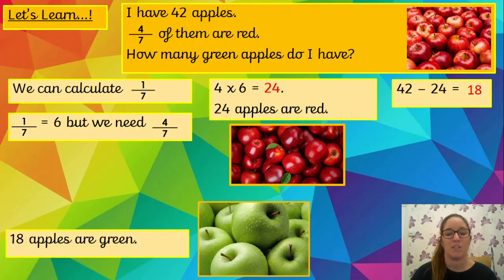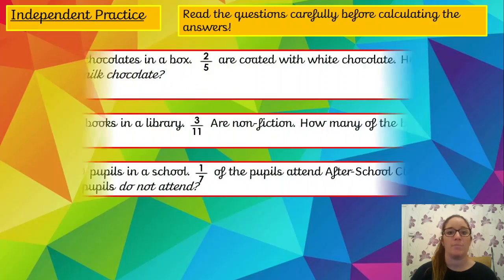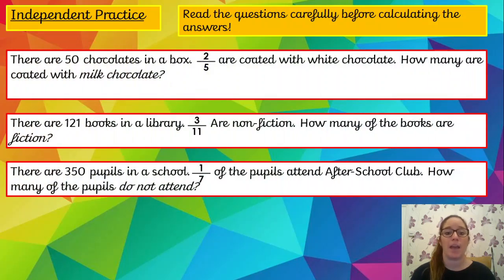So 18 of our apples are green. We must make sure that we're really reading that question. Okay, so have a go at these. They do get harder. If you only want to do the first one, that's absolutely fine. If you want to do all 3, then brilliant. Don't just go straight to the last one. If you want to do the last one, do the first 2 before you do. But everyone should be starting with that first question.